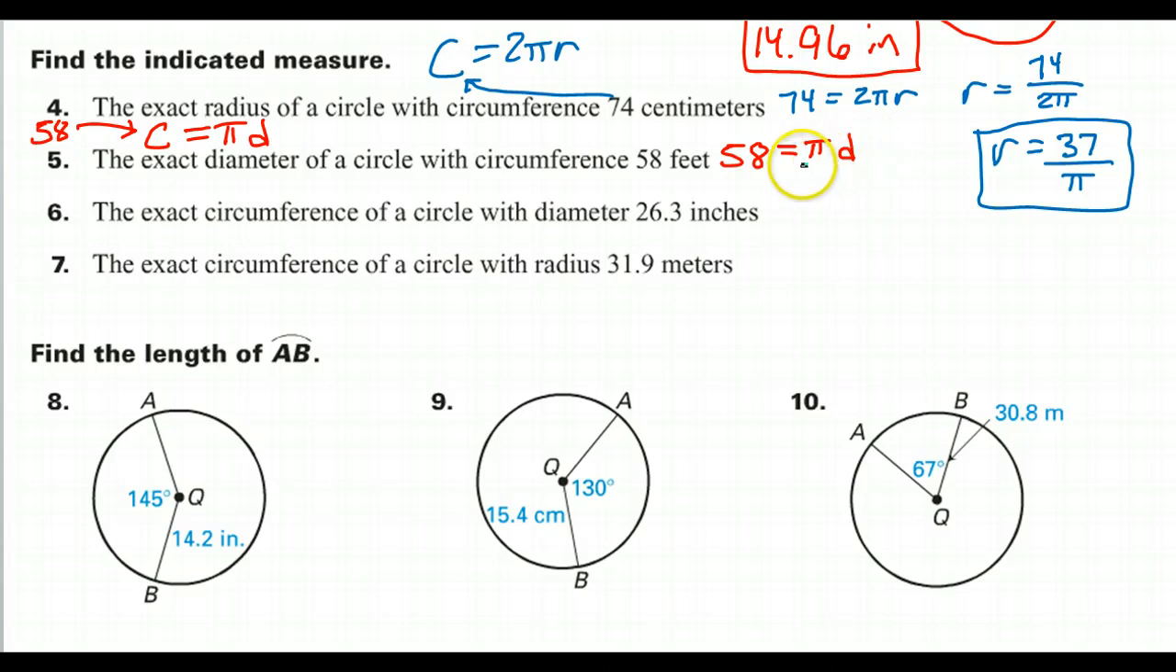So that means dividing both sides by pi, and I'm limited on space, so I'm just going to have to erase. So if I divide both sides by pi like this, then these pi's are going to cancel each other out. And since I'm doing this on a computer, I can just do this. So that means the diameter is 58 over pi. That is the exact answer.